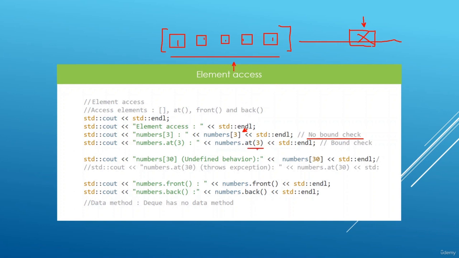But the at method is going to do bound check. If you try and access something out of your valid range, you're going to get an exception thrown, and you might catch that exception and handle it in your program. So the at method is a little bit safer than the array index operator here, but you're going to have to choose what makes sense for your application. It is also possible to use the front and back methods to get the front element and the back element.